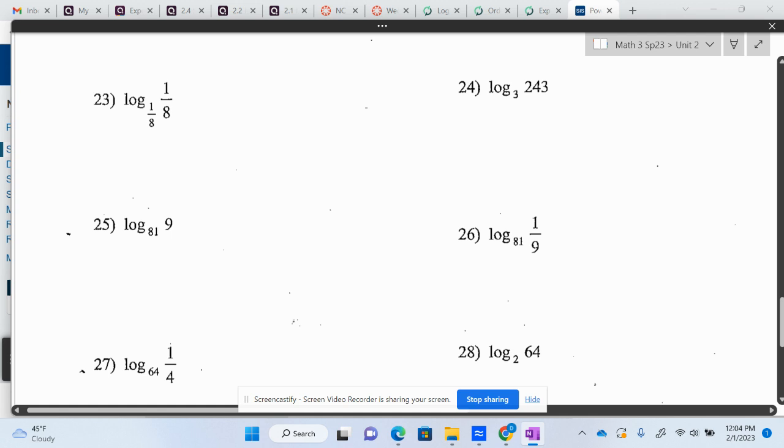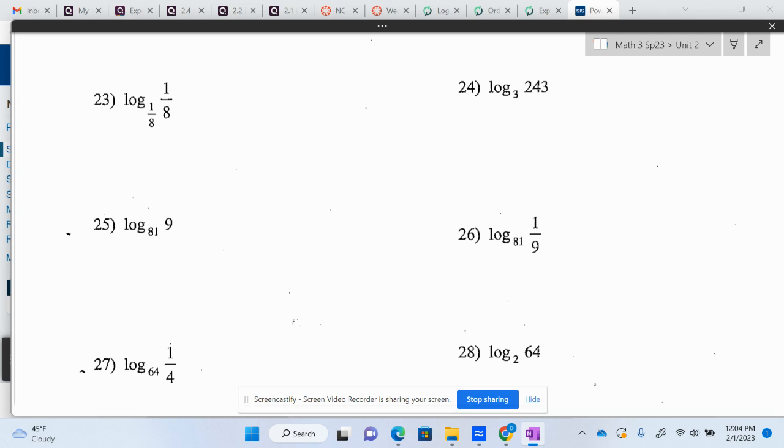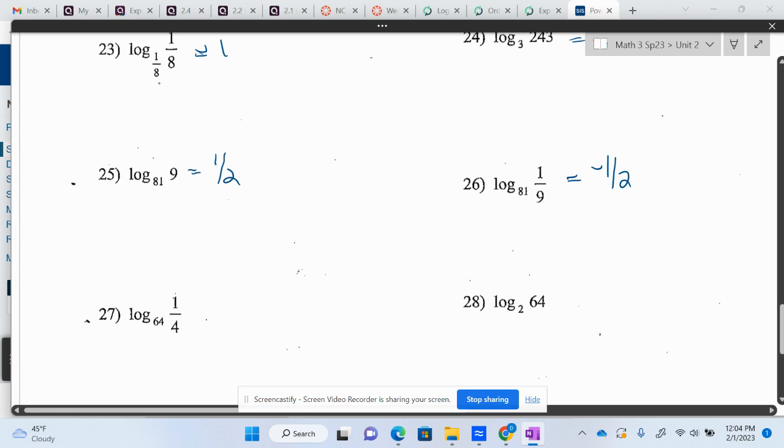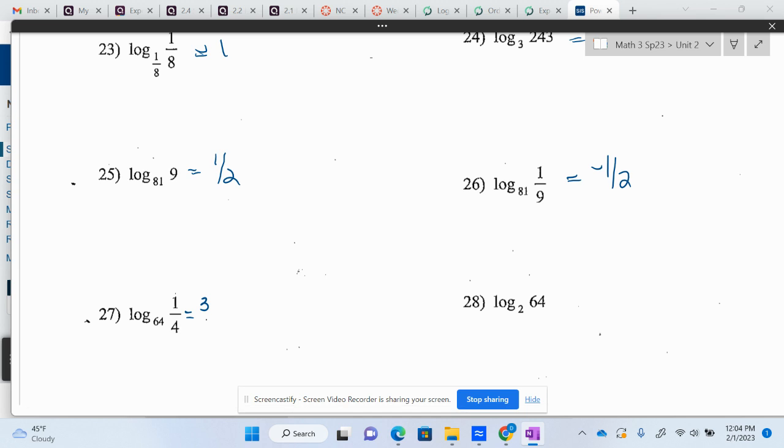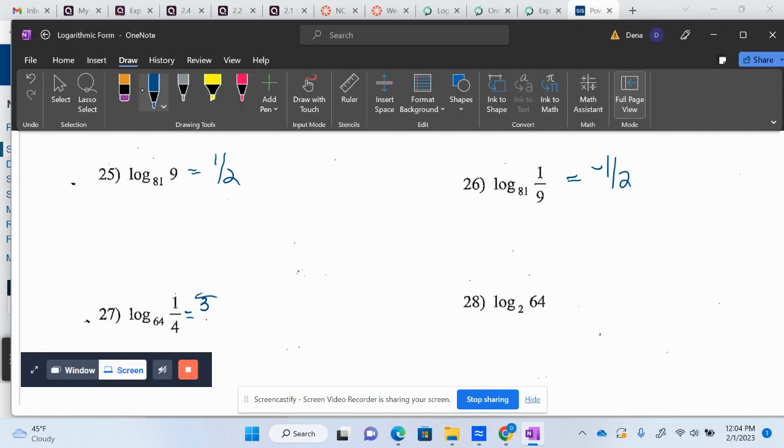I'm going to freeze it really fast. Actually, what is it, 23 through 31? Okay, finish it up really fast and I'll just put what I have here. Number 25 and 26 are tricky.